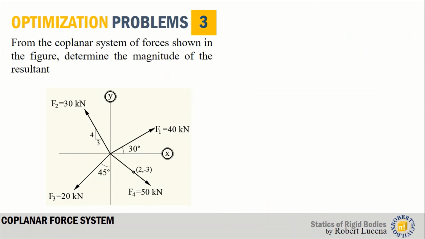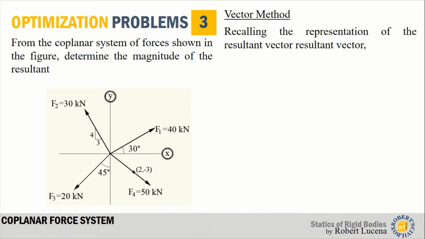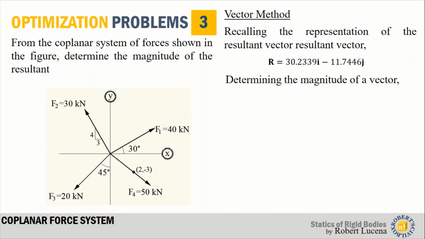So now, the question is to determine the magnitude of the resultant. And using the vector method, we have now the vector r represented by this equation. To determine the magnitude of the vector, recall that we simply need to get the square root of the sum of the squares of its components. So again, if you want to learn about vectors, I have uploaded videos for this topic.